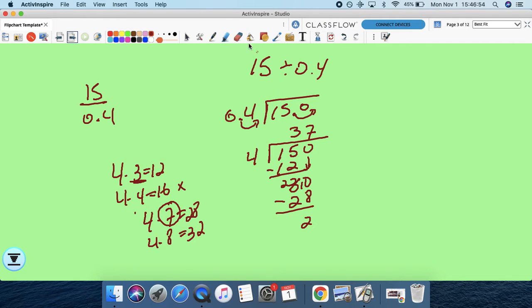So we're not going to stop here. Remember, we can continue. If we want to continue, we have to add a decimal. If we add a decimal, we can put a 0. So if we put a decimal here, make sure you put a decimal up here. Bring the 0 down. 4 goes into 20 5 times. 4 times 5, 20. Answer is positive, and the answer is 37.4.